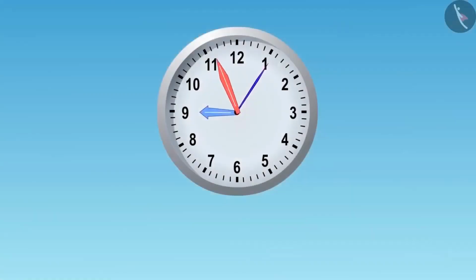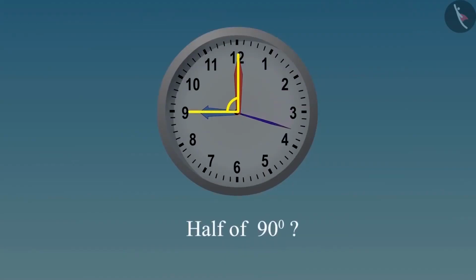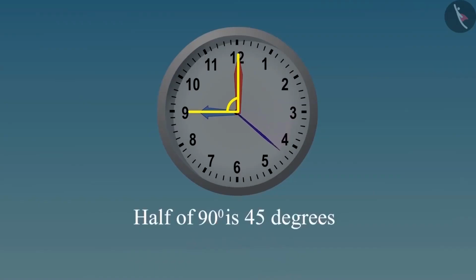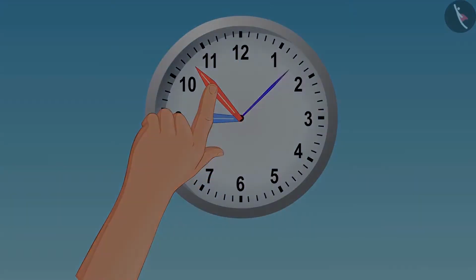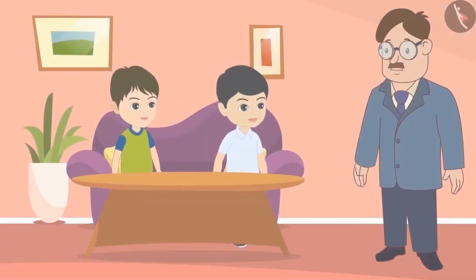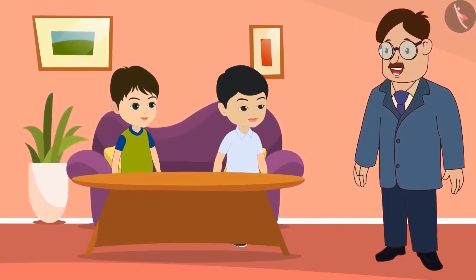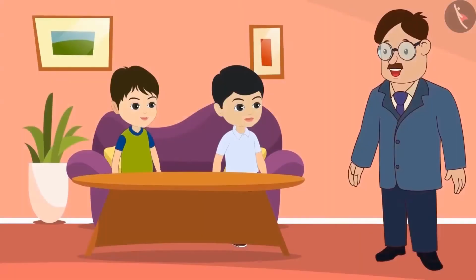Look here, children. The angle in the clock is now 90 degrees. Can you tell me what is the half of 90 degrees? Half of 90 degrees is 45 degrees. Yes, this is half of 90 degrees. That is a 45 degrees angle. Okay, children, can you tell now what is the double of 90 degrees? Uncle, double of 90 is 180 degrees.